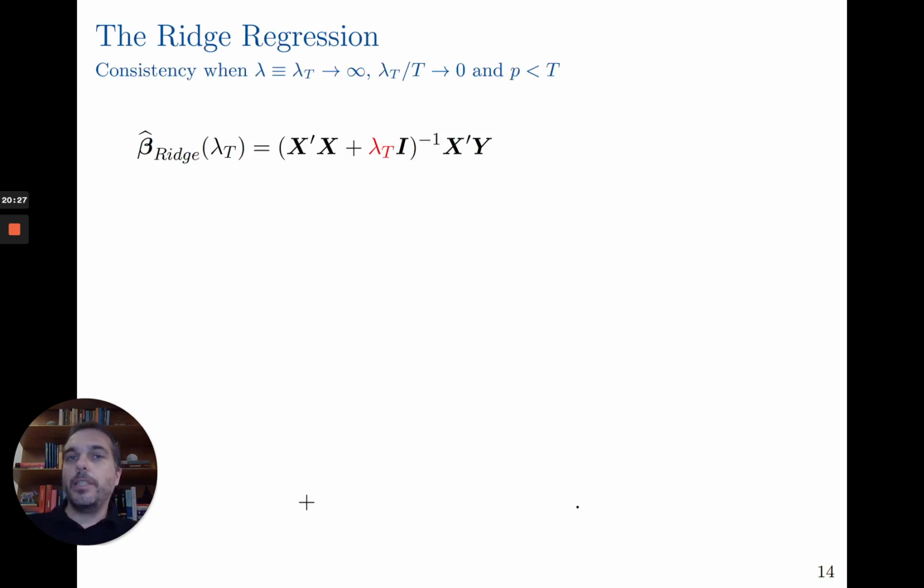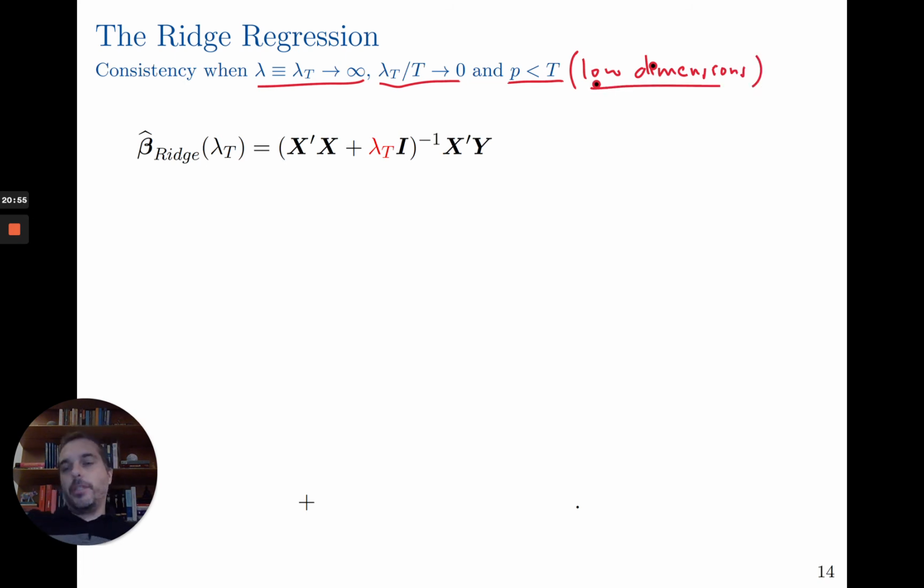Next result: is ridge consistent? Okay, let's see if ridge is consistent in situations where lambda diverges, but lambda divided by t goes to 0, so t diverges faster than lambda, and p is less than t. So we are back to low dimension. Okay, the previous slides were general. Now we are back to low dimension.